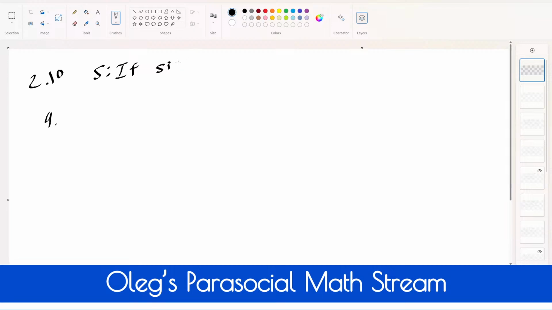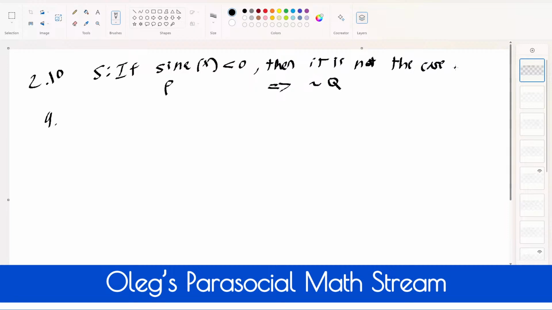If sine x is greater than 0, then it is not the case that 0 is less than or equal to x is less than or equal to pi. So this is going to be P, P implies not Q. We have P implies Q, this is the not, and this is Q.